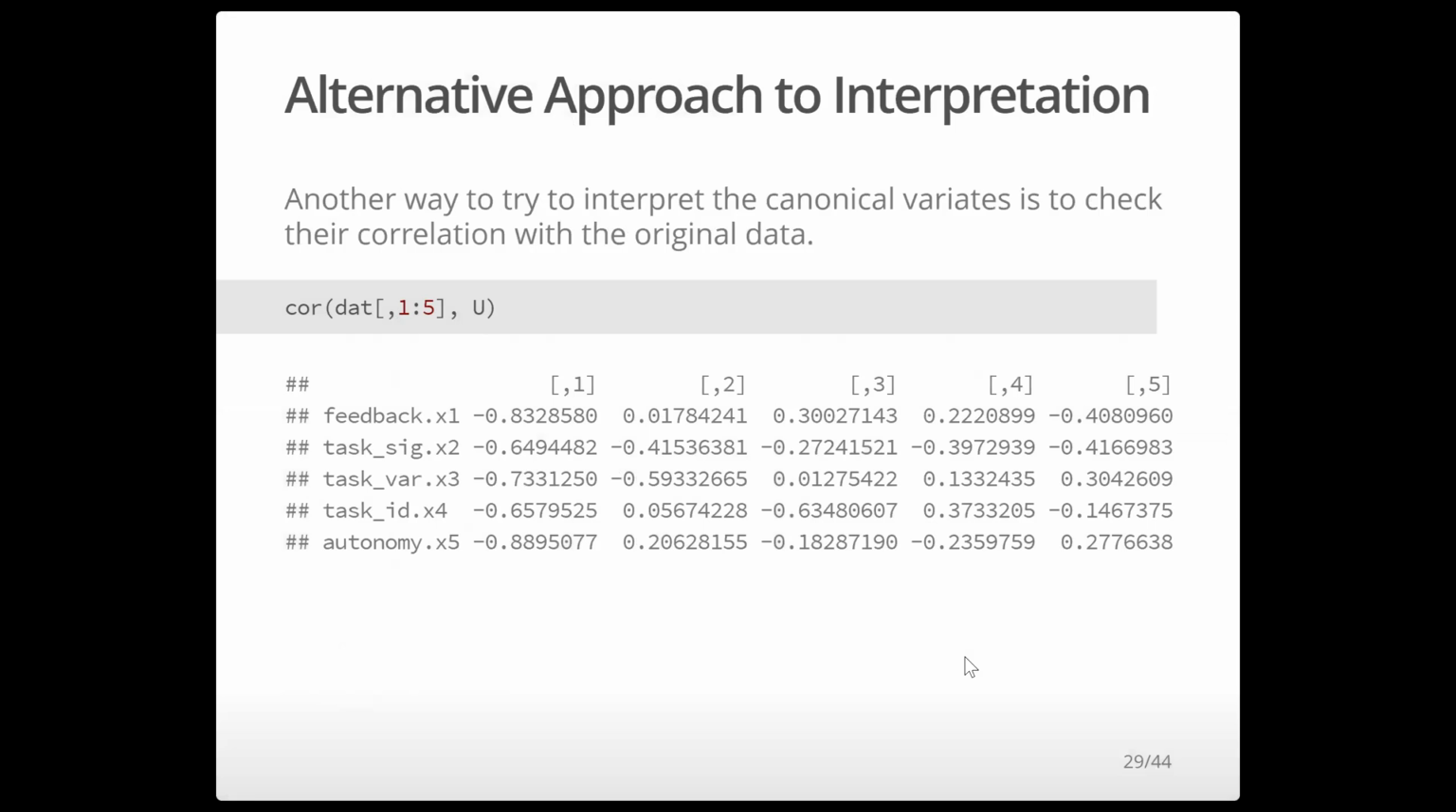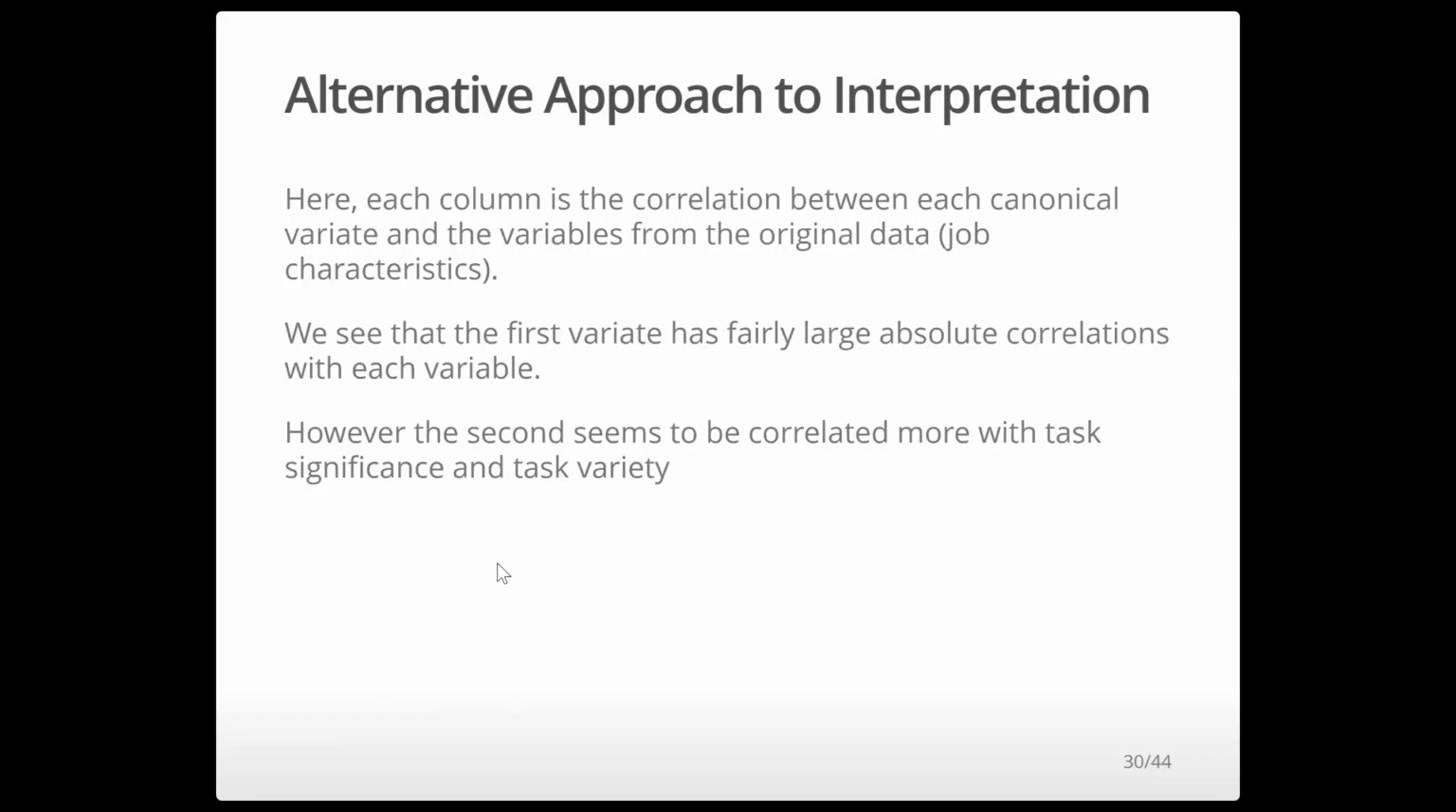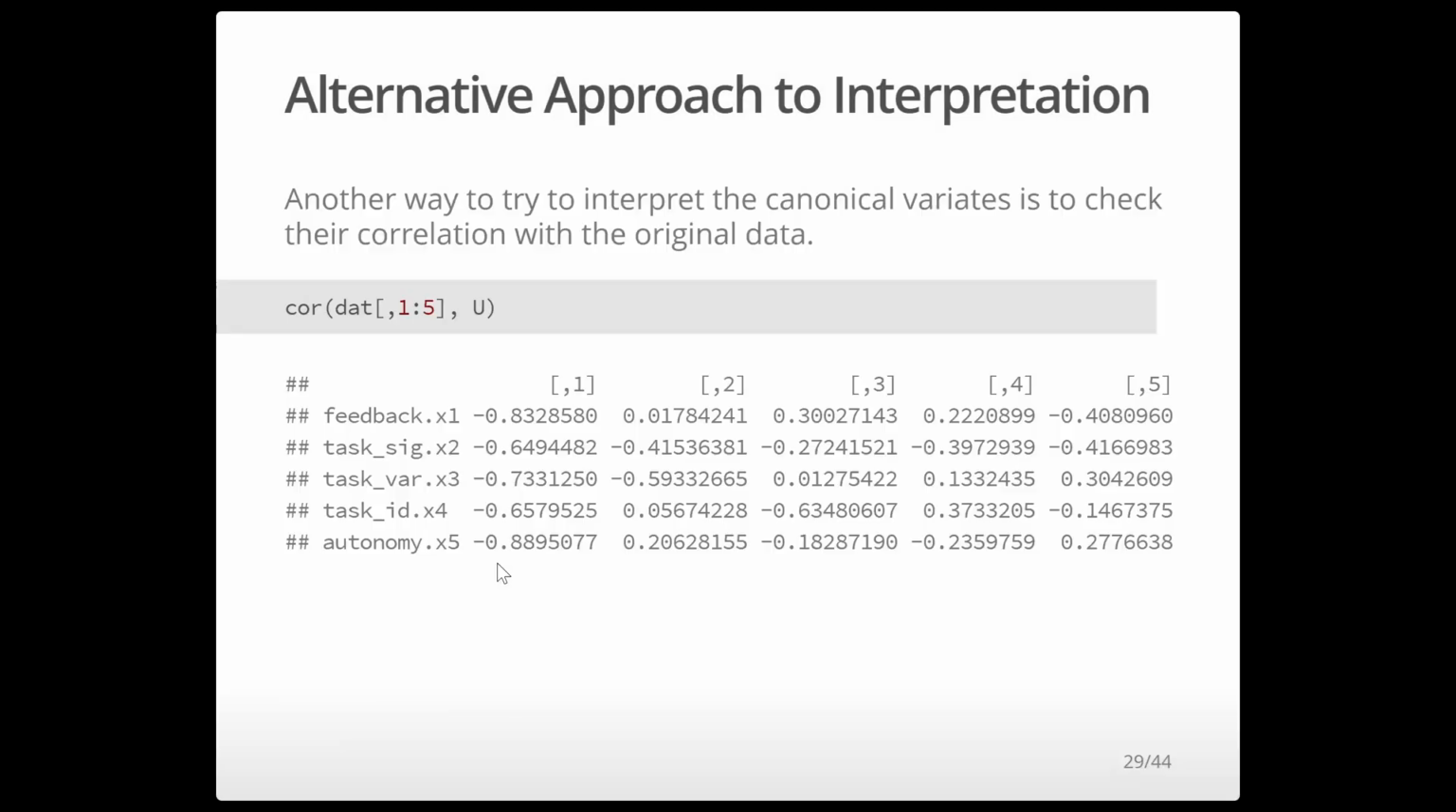Another way to interpret the canonical variates is to check their correlation with the original data. Here I'm looking at the correlation between the 5 original x variables and each canonical variate. We see that the first canonical variate is highly correlated with each of the individual variables, though it has the highest correlations with autonomy and feedback. That matches our result from before, where the coefficients were largest for those. The second seems to be more correlated with task significance and task variety, and a little bit with autonomy, not much with task identity or feedback.